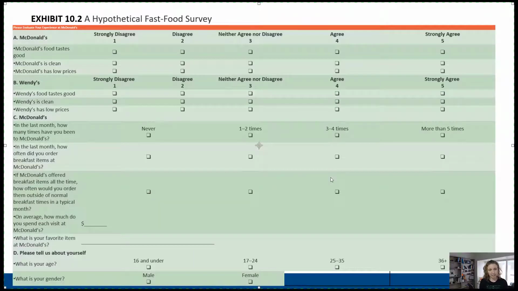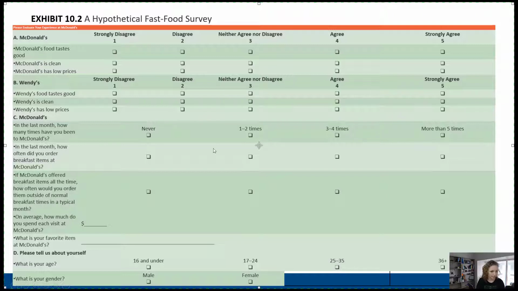This is a hypothetical fast food survey. The book will go into a little bit more detail on the different types of questions that you can ask. Undergraduate students tend to really want to ask categorical questions. Those are not as useful in research as what we call continuous variables. Things that are a range of something will be easier for us to handle when it comes to research versus something that's a category. So for example, in the last month, how many times have you been to McDonald's? Never, 1 to 2 times, 3 to 4 times, more than 5 times.